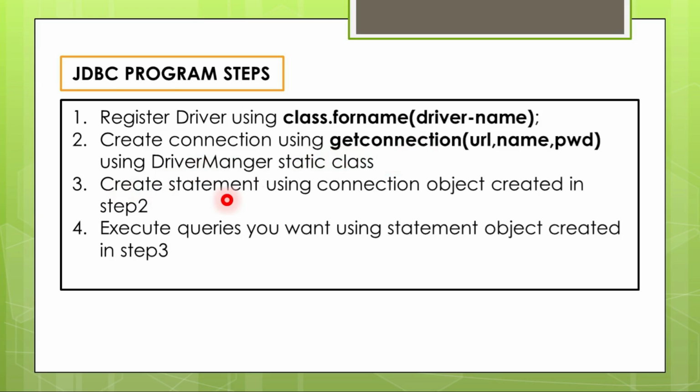The third point is to create a statement. We can create a statement using a connection object. We can create a simple statement here. We can also create advanced statements like prepared statements and callable statements. Other versions of statements are also there that we'll see later. But as part of this simple example, I'm using a simple statement. To create a statement object, I'll be using the connection object that is created in step 2.